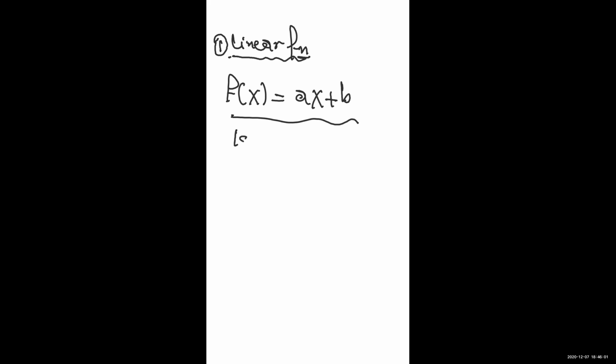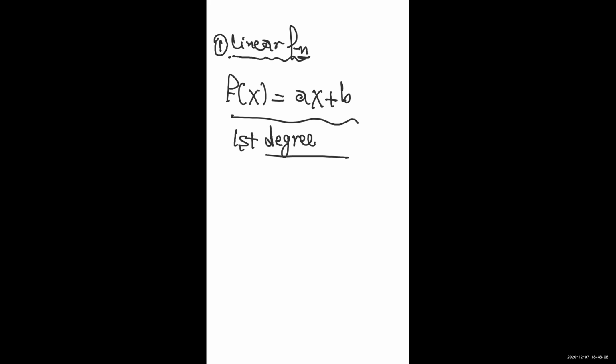So the first type will be the linear function. Linear function actually has a specific form, which is f of x equals ax plus b, where a and b are constants. And we said that this one, of course, is a polynomial at the first degree.